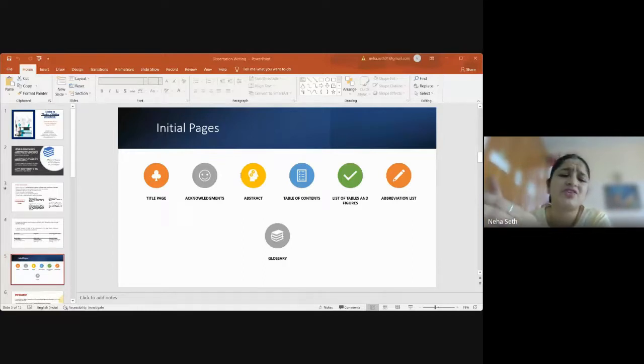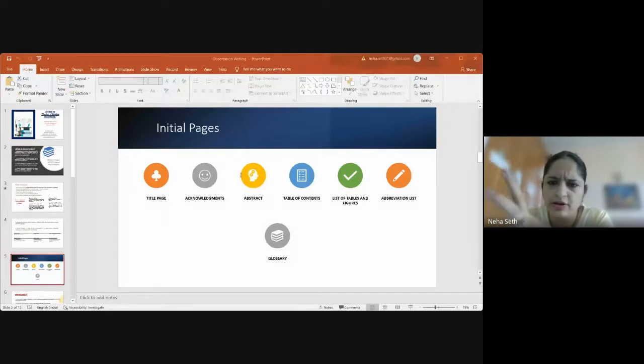Okay, and once this acknowledgement is done, the next thing is the abstract. What is the abstract? Abstract is basically a short form of your thesis. It's the crux of your thesis. Again, it depends on the university's ordinance. Sometimes the word limit is given in the ordinance, sometimes it is not. In some universities, the word limit may be 300 to 500 words. For some universities, it may extend to 1,000 words.